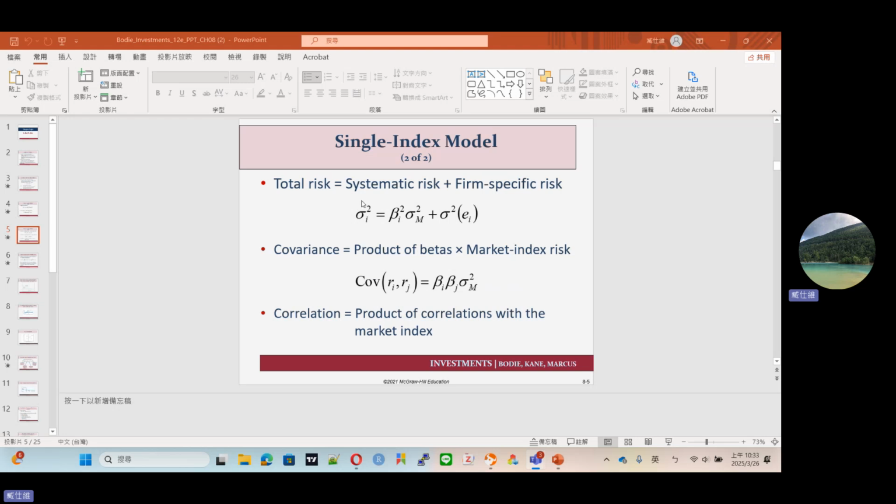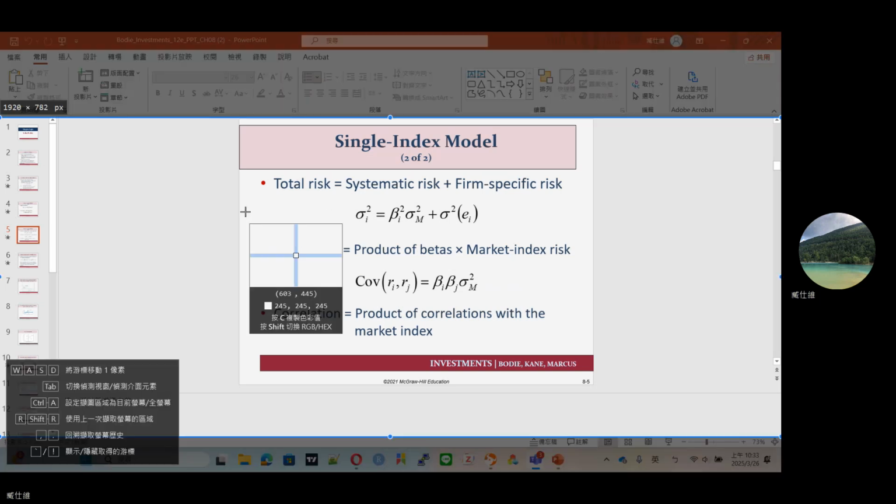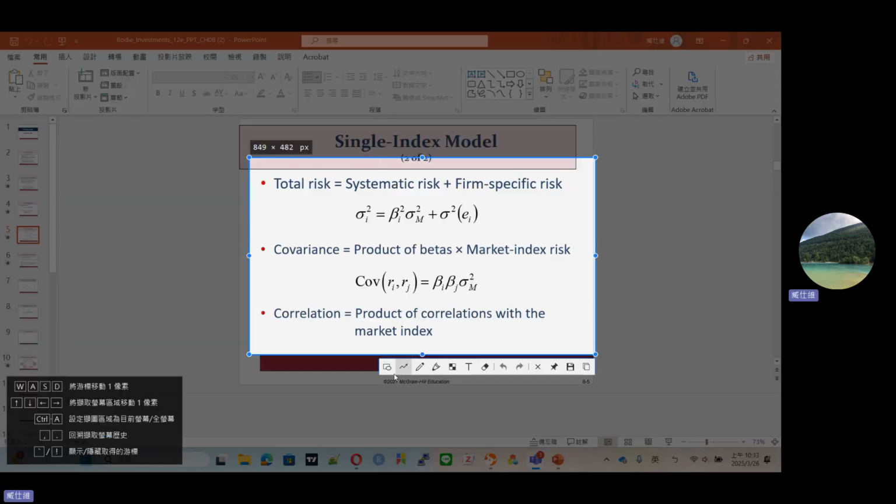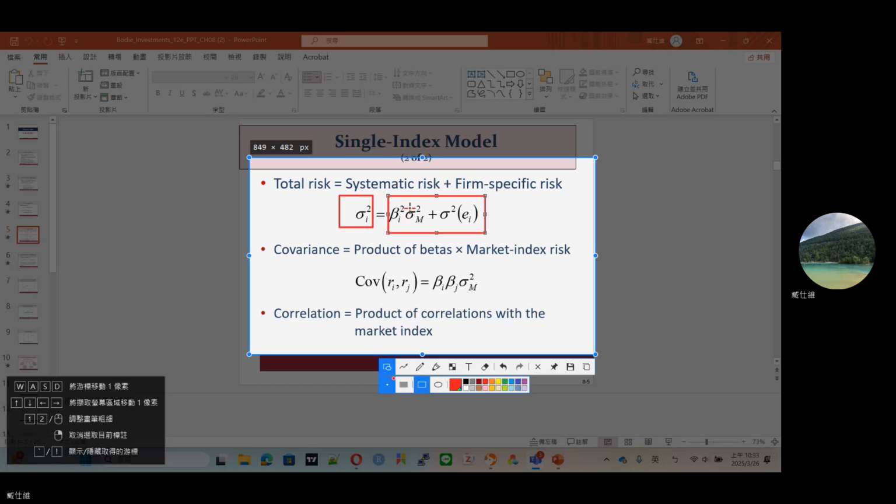So we can write the variance as sigma i square. So this is the variance. We define this as the total risk. And because this is a linear relationship, we can also derive these results: beta square times sigma m square plus the residual variance.